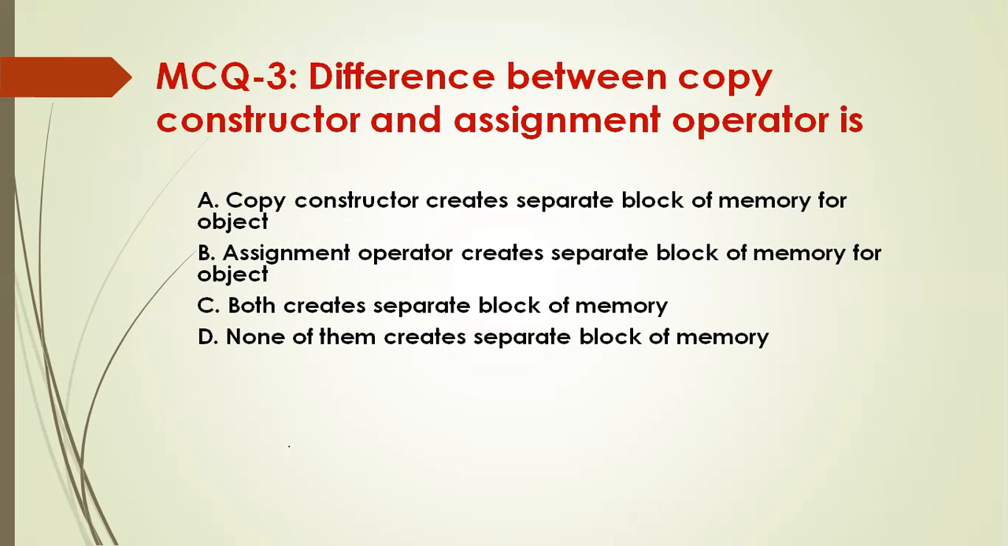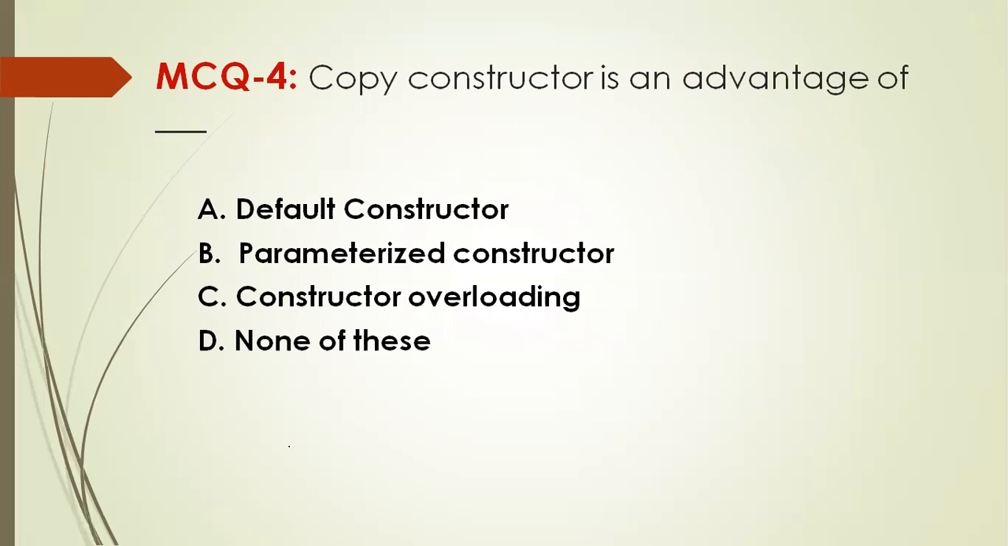The difference between copy constructor and assignment operator is: copy constructor creates a separate block of memory for the object; assignment operator creates a separate block of memory for the object; both create a separate block of memory; none of them create a separate block of memory. Which is the correct answer? The correct answer is C. Copy constructor creates a separate block of memory for the object, whereas the assignment operator does not create a separate block of memory. Copy constructor is an advantage of default constructor, parameter constructor, constructor overloading, none of these. The correct answer is C.